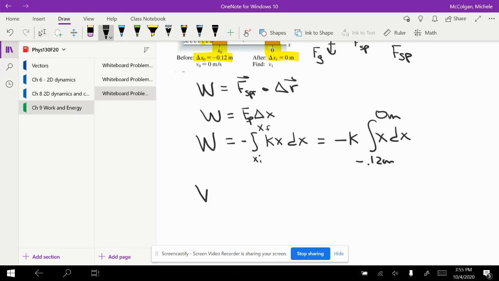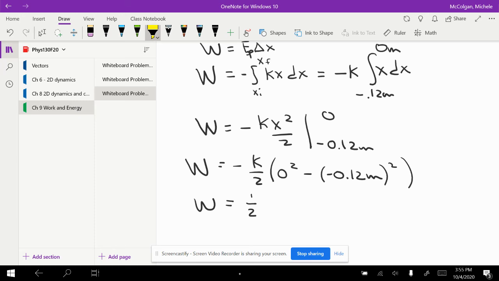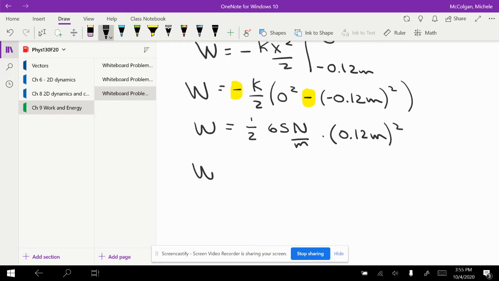Okay, so we want to do this integral out. We get negative k x squared over 2, that's the integral of x dx, going from negative 0.12 meters to 0. Plugging in, work is equal to negative k over 2 times 0 squared minus negative 0.12 meters squared. The negatives cancel, so we get a positive work: 1/2 times 65 newtons per meter multiplied by 0.12 meters squared. When we do the math, we get work is equal to 0.468 newton meters.